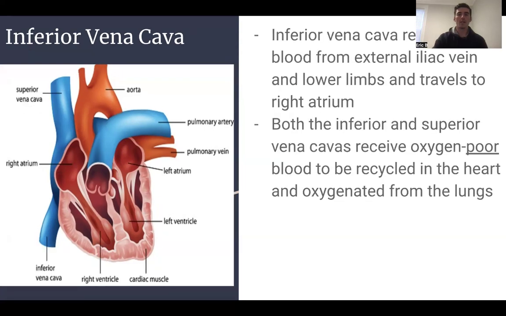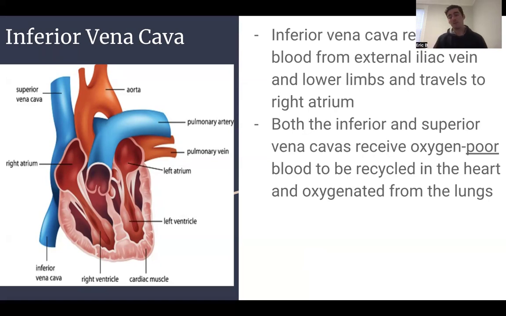Now we have the inferior vena cava. It does a very similar job. The inferior vena cava is there to receive deoxygenated blood from the lower limbs, through, let's say, the external iliac artery, right? And the external iliac vein, I apologize there. And it's going to be bringing that blood back into the inferior vena cava to then be processed by the heart and lungs to be oxygenated again.